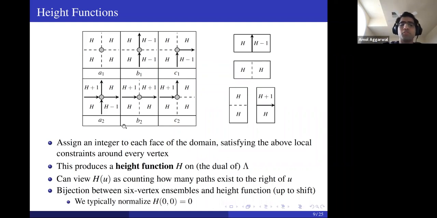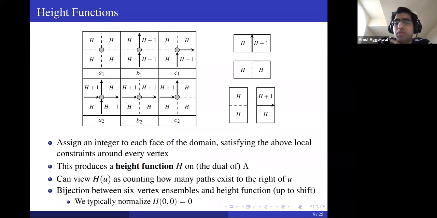Okay, so the moment I fix the height function anywhere, and I have myself a six vertex ensemble, I can extend the height function to all faces of the ensemble. And this produces a height function h that's defined on the dual, I mean, the dual because it's defined on faces instead of on vertices of lambda. So I can view this h of u as counting how many paths exist to the right of u, up to a certain sign.